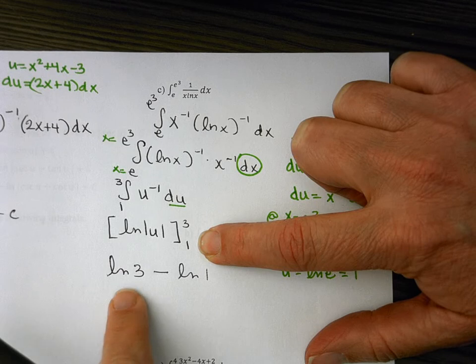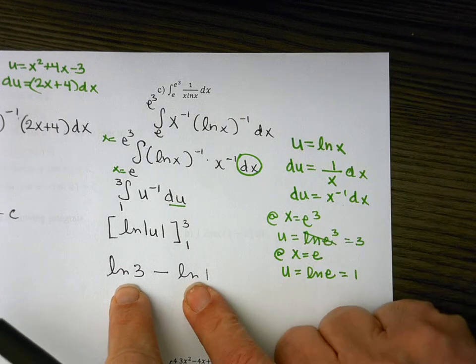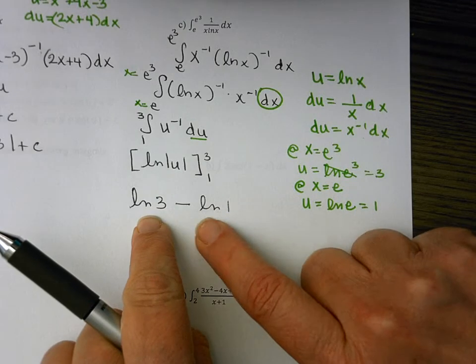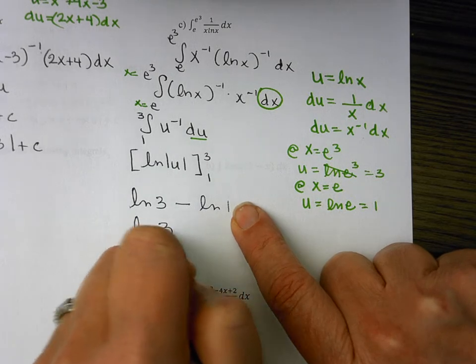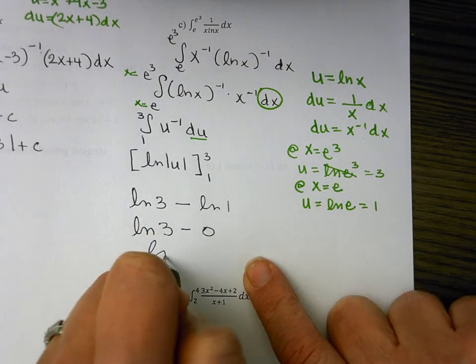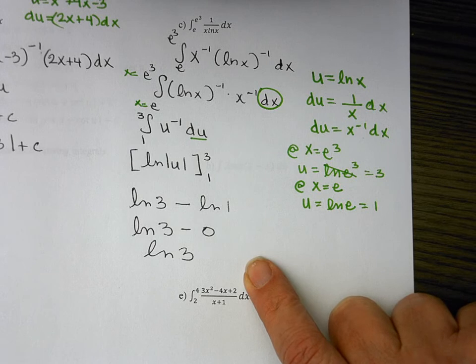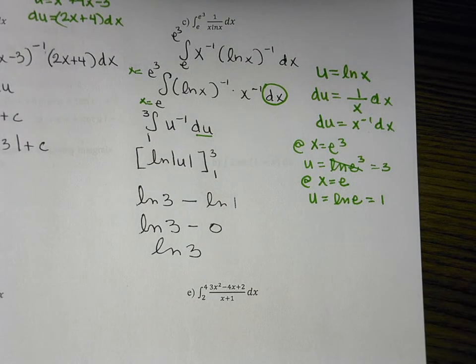I don't know what this is, but I do know what this is. So I know that what power on e will give me 1, and that would be a power of 0, so that would be minus 0, which would just be the natural log of 3. Okay, so far so good. Looking good. All right, let's take a look at D.